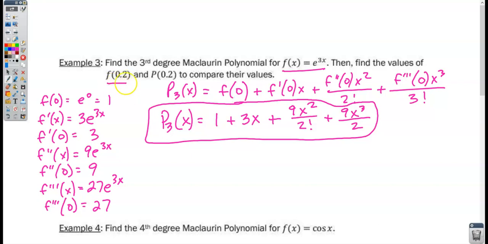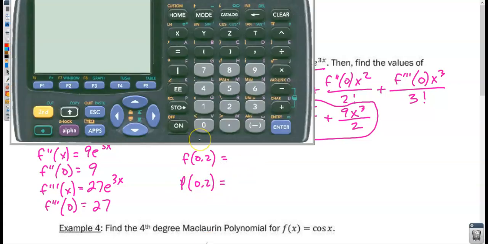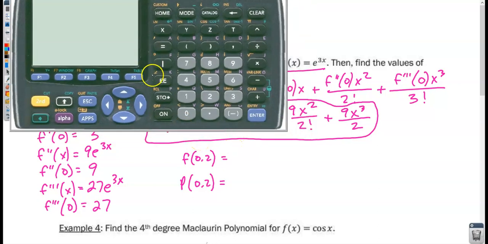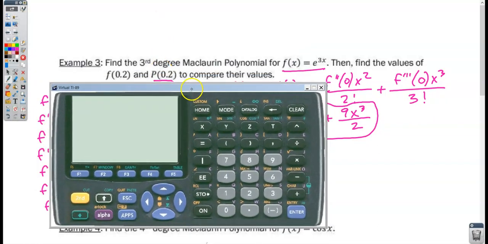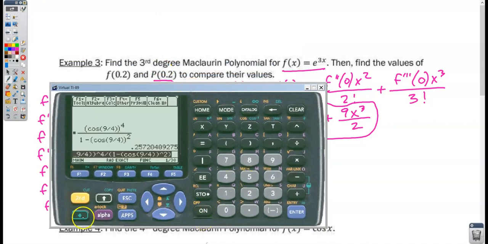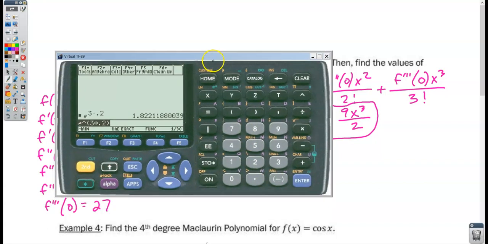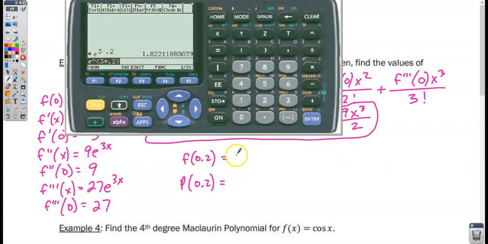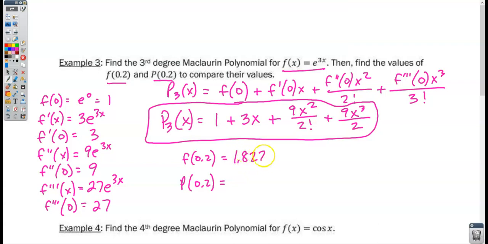And now I'm going to find the values of f of 0.2 and p of 0.2 to compare their values. So f of 0.2 is going to be equal to something, and p of 0.2 is going to be equal to something. I'll break out my calculator to go ahead and do that. All right, let's see. I want e to the 3 times 0.2. And that's 1.822. So that's f of 0.2, 1.822.